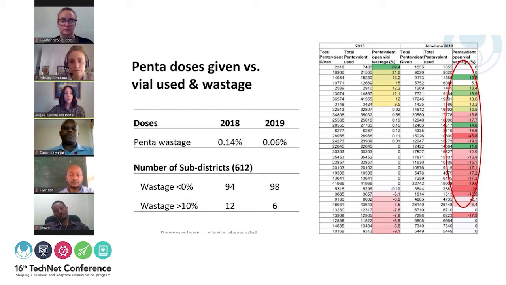There are 612 subdistricts total, with 94 subdistricts reporting a negative wastage rate in 2018 and 98 subdistricts reporting a negative wastage rate in 2019. On the opposite end of that spectrum, we saw 12 subdistricts reporting a very high wastage rate of over 10% in 2018 and 6 subdistricts in 2019.